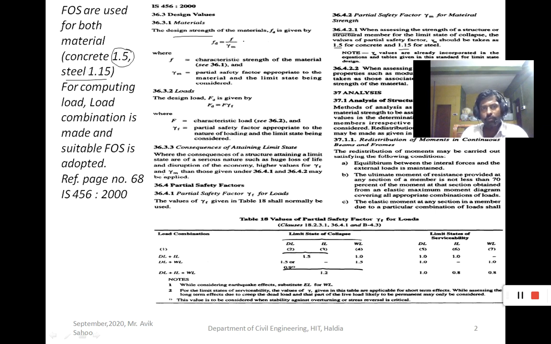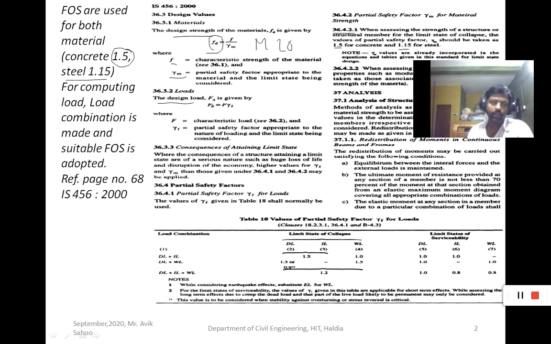So for computing load, and again, how do we get the design strength? Suppose the grade of concrete is M20, so the design strength FD, D means the design strength of the material, is 20 divided by 1.5. F is the characteristic strength, so for M20 grade of concrete the characteristic strength is 20, and the partial safety factor for concrete is 1.5, so F divided by 1.5 gives us the design strength of the concrete.